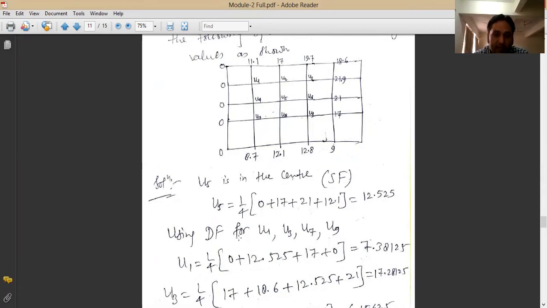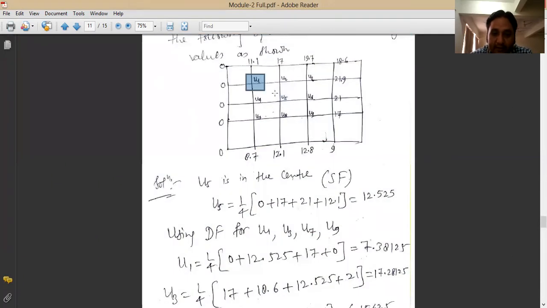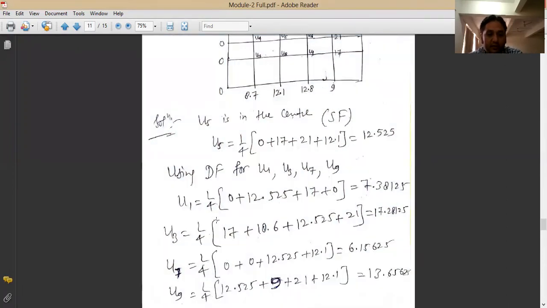Just the standard formula. Now for the diagonal, once you have u5, you can use this u5 to calculate u1 diagonally, u3 diagonally, u7 also diagonally by the same diagonal formula, and u9 also will come from the standard diagonal formula. So use that one and calculate by simply adding all 4 diagonal values divided by 4. That will give you u1, u3, u7, u9.